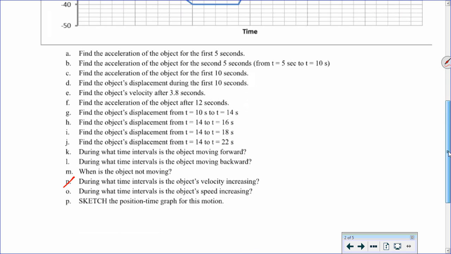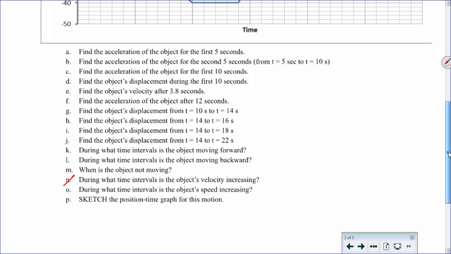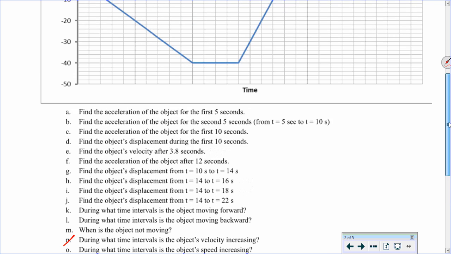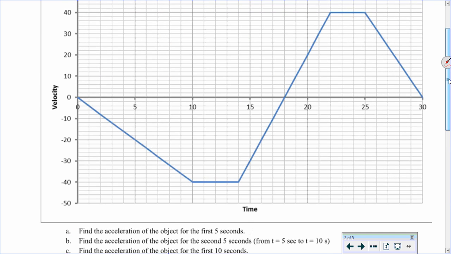Let's see. O says, during what time intervals is the object's speed increasing? Can you show me what that looks like with your hands? Right? It's got to be moving away from 0. So this is increasing speed, because it's moving away from 0. Here the speed is constant. Here it's moving towards 0. So slowing down, slowing down, slowing down, and then speeding up.